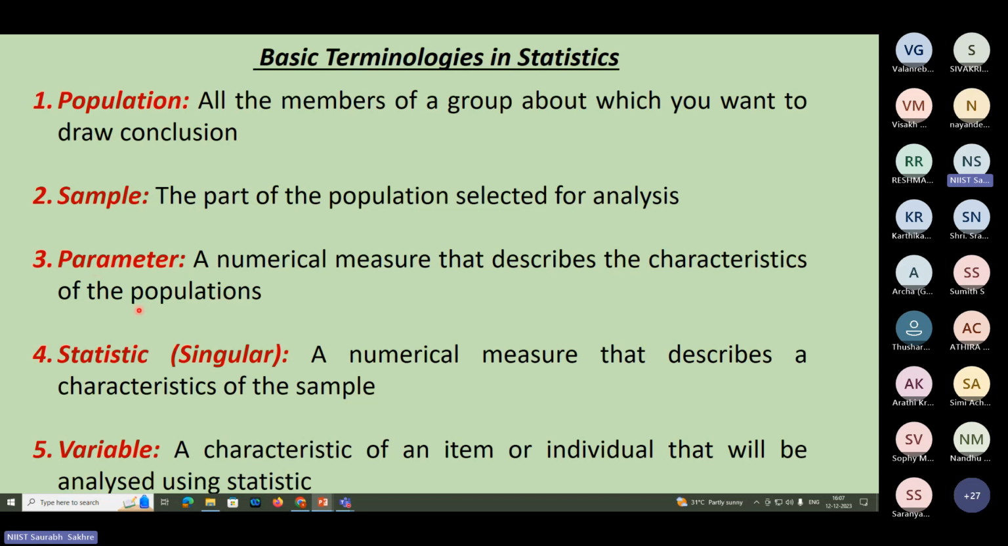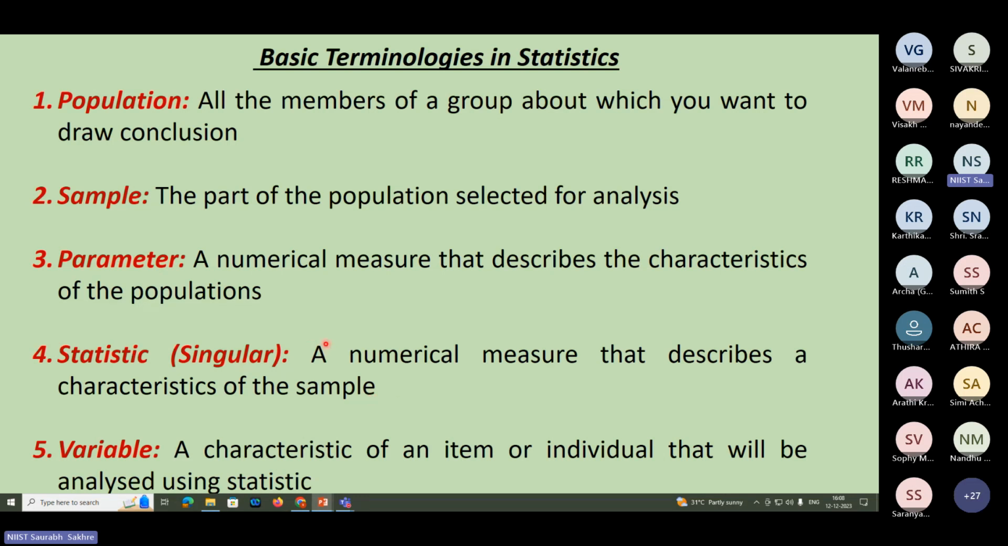Parameter is for the population and statistic is for the sample. I'll just read it and you just try to understand. Parameter is a numerical measure that describes the characteristics of the population. And what is statistic? It is a singular word. It is also a numerical measure that describes the characteristic of the sample. So parameter is for the population and statistic is for the sample.